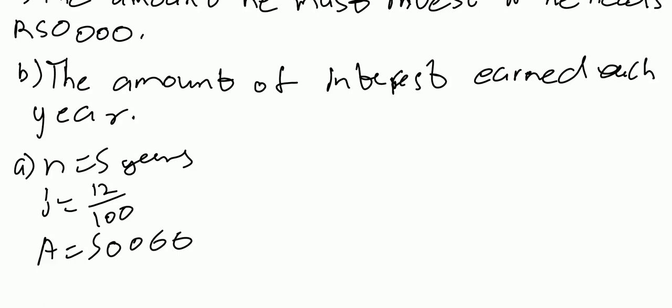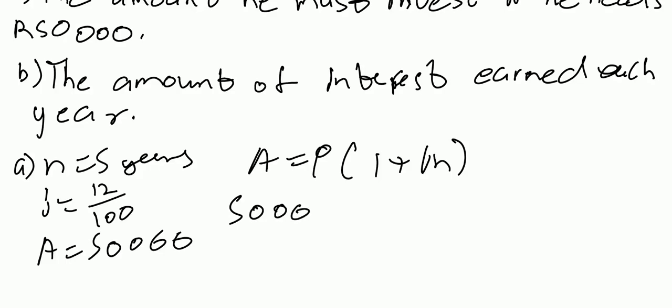So we go to our equation. A is equal to P into 1 plus IN. Now I want my initial investment. I don't know how much I must invest in order to have 50,000 at the end of 5 years. So I want 50,000, I'm going to put it here. Do I have my initial investment? No, that's what I'm looking for. I'm calculating for the initial investment, the money that I must invest.